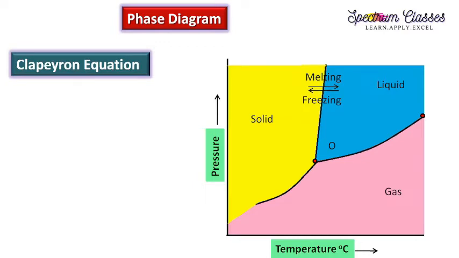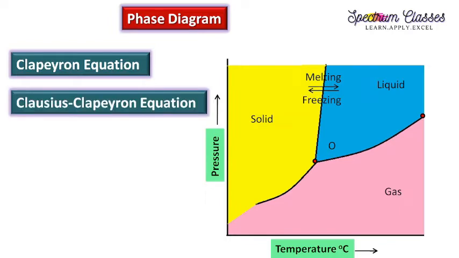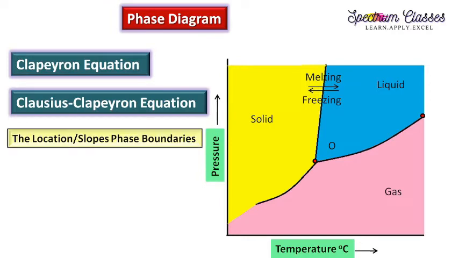In this video, we are going to discuss the Clapeyron equation and the Clausius-Clapeyron equation in context with the phase diagram. These two equations tell us about the location as well as the slope of the phase boundaries.